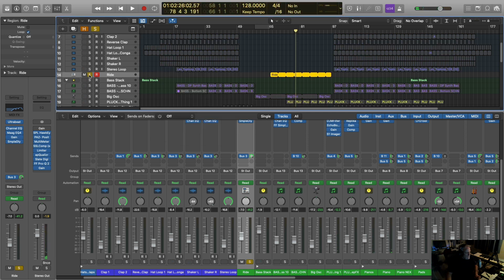Okay, so that's the drums. And so let's move on to the bass here. Here's the bass. You have 2 layers. I'm going to play the top layer here.